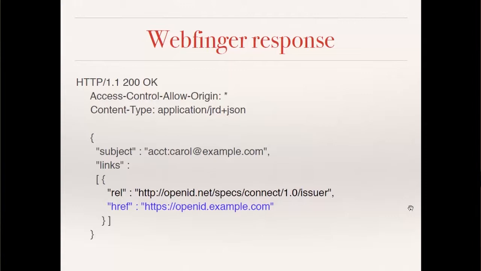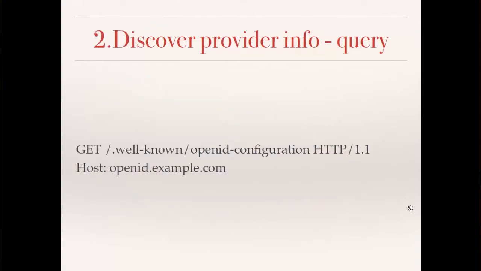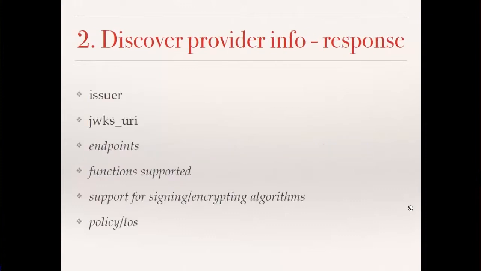Now, if you take that HTTP openid.example.com and go there, add another path, which is .well-known/openid-configuration, you will get the provider information. And I'm not listing all the parameters here because there are a number of them. But basically, you will get one parameter that says this is the name of the issuer, which is the same. Actually, it's supposed to be the same URL as where you put the question.